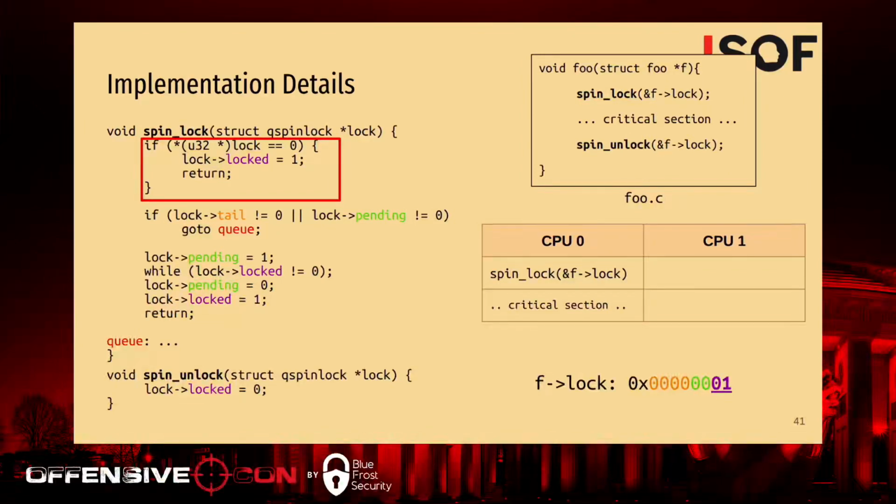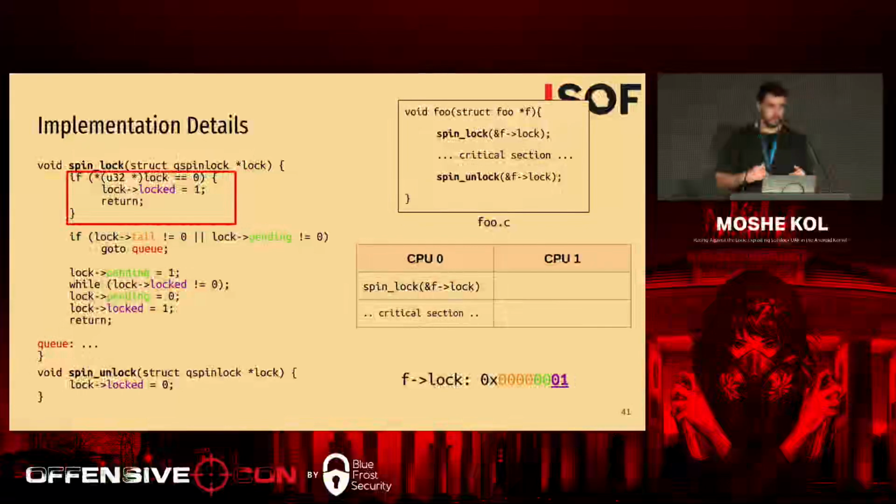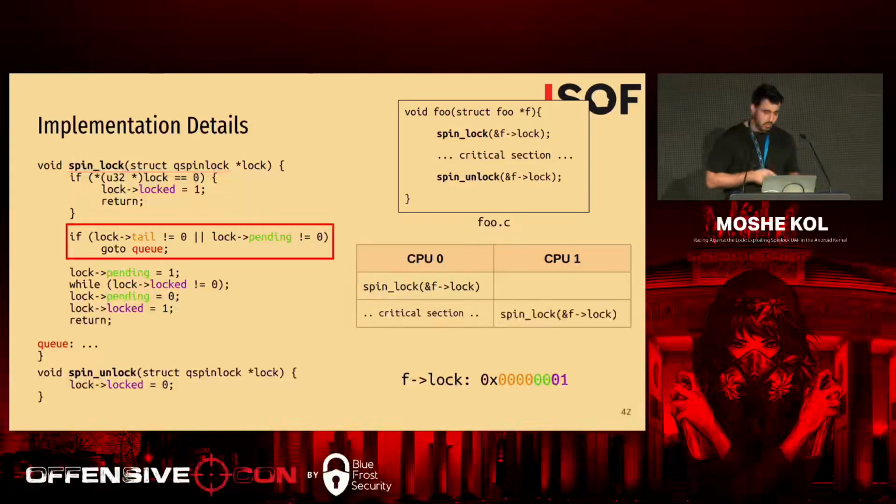So let's say CPU 0 comes along, it wants to acquire the lock. It will see that the lock is all zeros, so it will set the locked byte to 1 and will continue executing its critical section. And now while CPU 0 executes its critical section, CPU 1 comes along, wants to acquire the same lock. So it will see that the lock value is not 0, so it will jump to the next if statement.